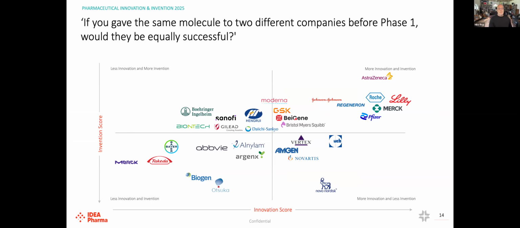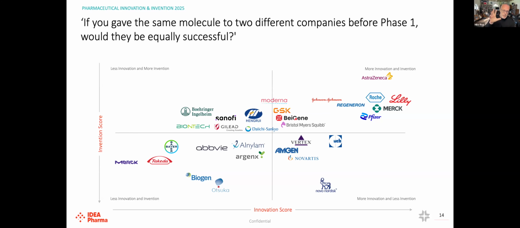Maybe as interesting as the stuff down at the bottom, so Merck, Takeda, Bayer, who haven't relaunched very much for a long time. But some companies that are better at commercial than they are at discovery, Novo Nordisk, I think you can all understand why they would have a positive commercial score, but a very poor invention score. And I'll talk a bit more about why we think that's important as we go through.